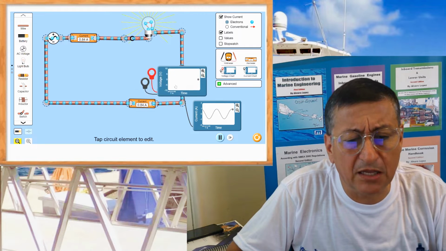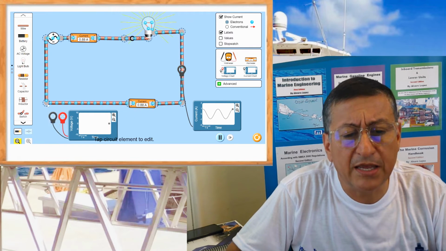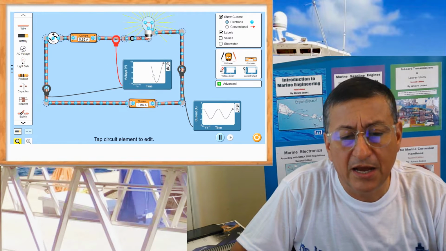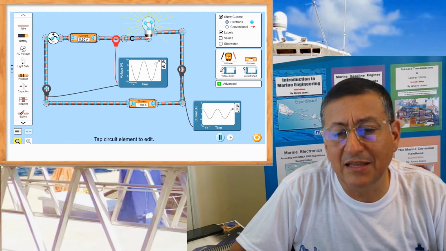Let me check. In this particular case, I have a voltmeter. I am going to connect the voltmeter here in the return, and the other one here. And look at the signal.